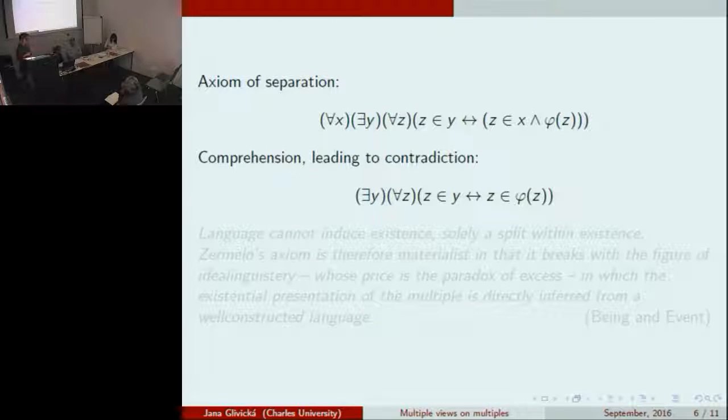There is a very similar principle of comprehension, which can be shown to lead to contradiction. It basically says the same, but without supposing that there exists a set X. It basically says, if I'm given a property, there exists a set of all the elements satisfying this property. It can be shown to lead to a contradiction by Russell's paradox.